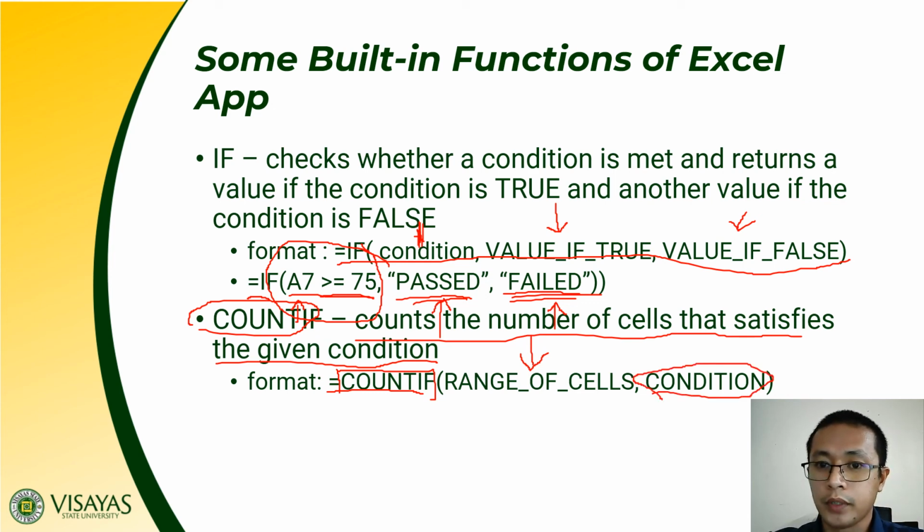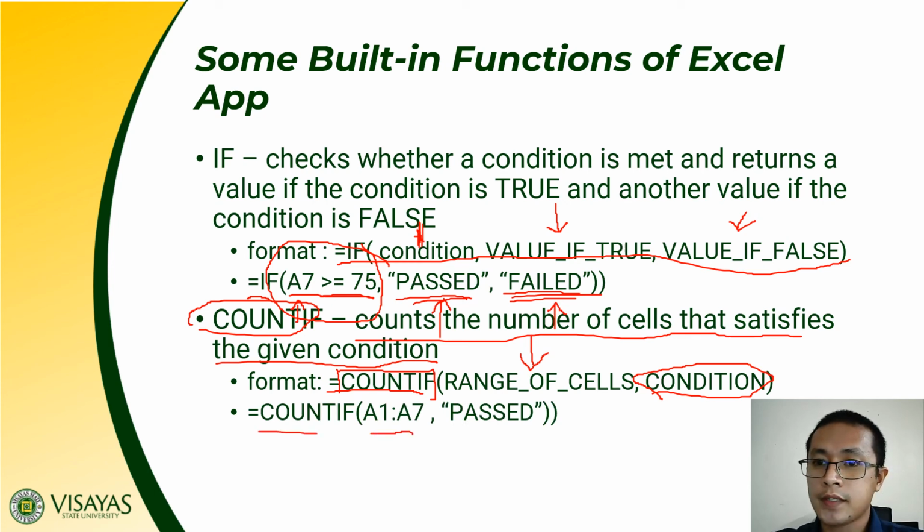For example, equals COUNTIF A1 to A7. So it will look for the value "pass" from the cell address A1 to A7. Whenever it encounters the word pass, it will be counted. So it will increment by 1 every time it encounters the word pass.